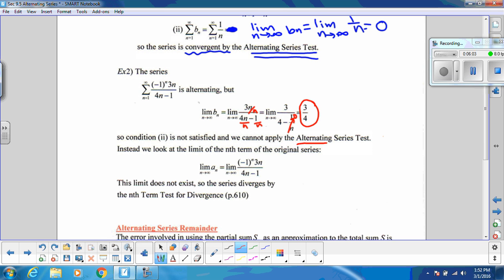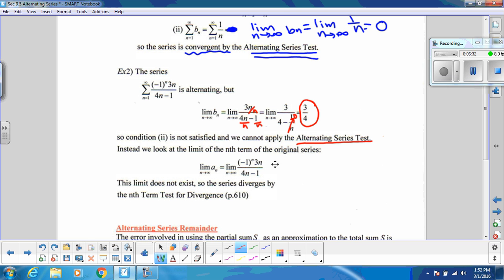Now, just because you can't use this test doesn't mean that it's divergent. Okay, so be very, very careful. It just means you have to use a different test. Now, here's why I like to check this second condition. If this second condition is not met, then what's nice is you can check the nth term test for divergence very easily. The nth term test means that we are going to consider the alternating part now.